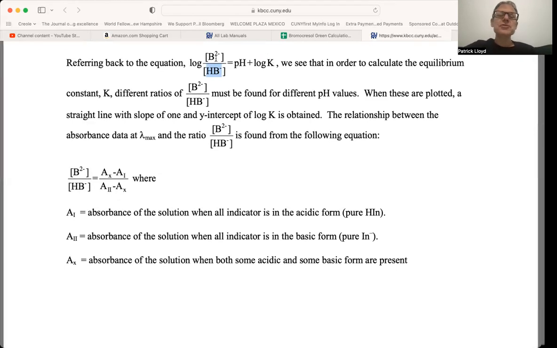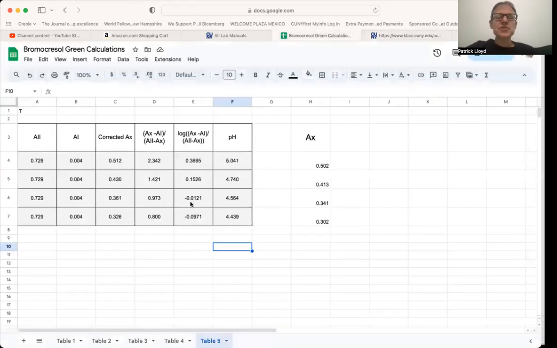So all we have to do is graph this versus pH, and this would be the y-intercept. So this would be x. This would be like y equals mx, where m is the slope, and the slope is 1. pH is x, plus log of k. Log of k would be the y-intercept, okay? So pretty straightforward. That's what we're going to do.